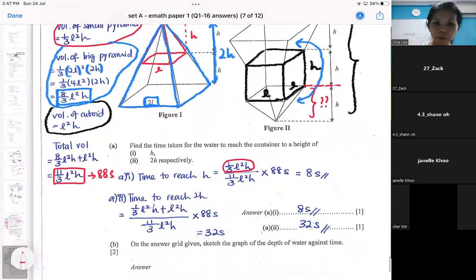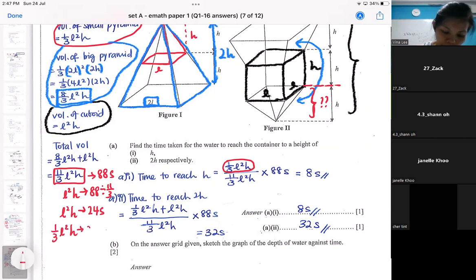So if you prefer to do the primary school method, you can do something like this. So that means L square H is 24 seconds. And the small pyramid here is 1/3. So it will be 24 times 1/3, which is 8 seconds. Can see?